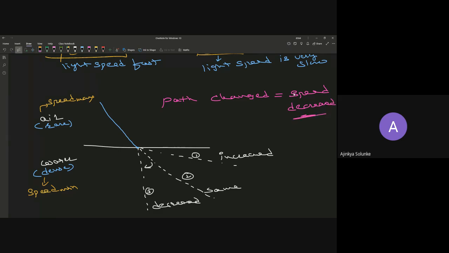And now that path change, we have a word for it. Like in reflection, you have a word of bouncing. In path change, we have a word called bending. Bending is not like your bending, like our body is bending, not like that. Path change of light is called bending. And that bending is nothing but called refraction.